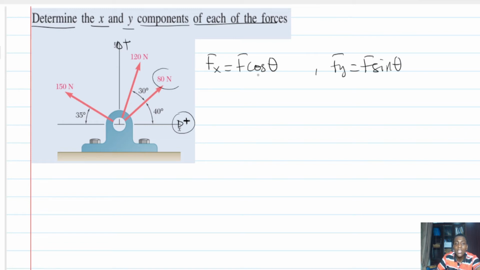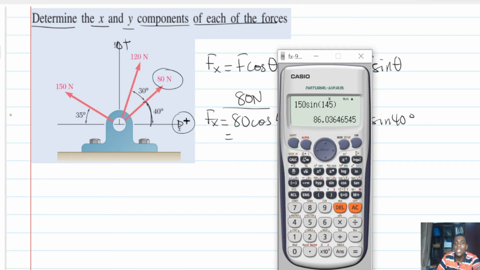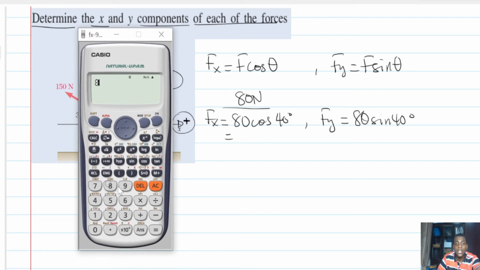Alright, so let's look at the first force, which is the 80 Newton guy. The angle it makes with the positive x-axis is 40 degrees. And so the x component is going to be 80 cos 40 degrees, and the y component is going to be 80 sin 40 degrees. And what is 80 cos 40? Pick your calculators. So on my calculator, 80 cos 40 degrees, I'm going to get 61.284.